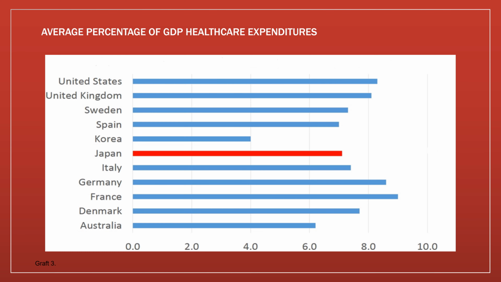In the current graph here, you can see the average percentage of the GDP due to healthcare expenditures. I wasn't able to find Canada on this particular graph, but if you look at slide 5, you can see that Canada sits just below the US and just above Germany as far as expenditures go for healthcare.